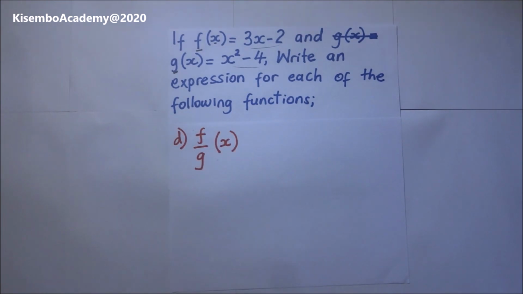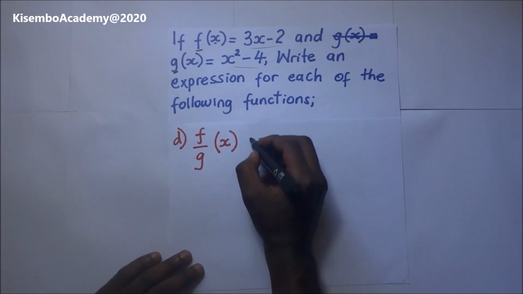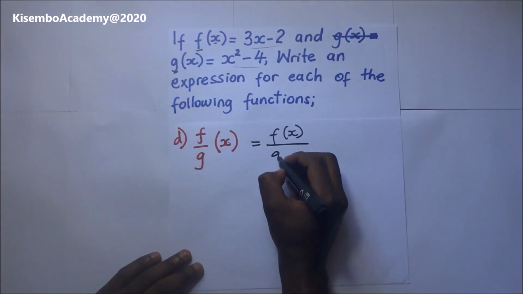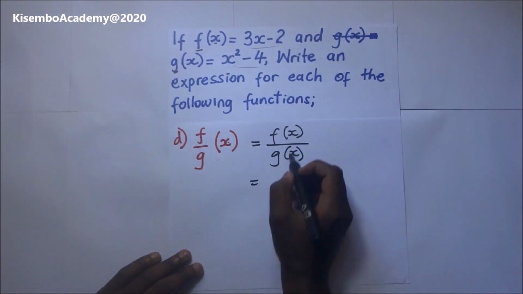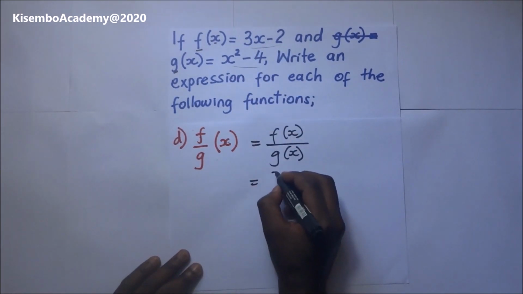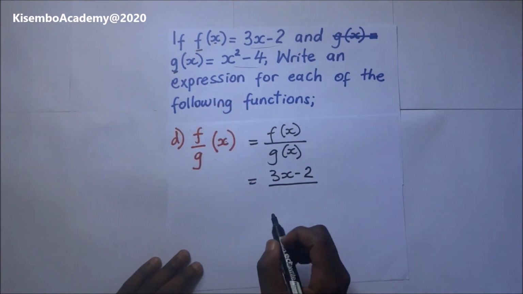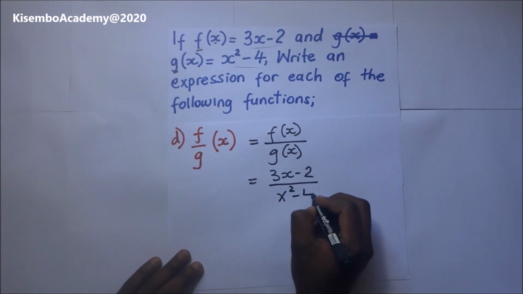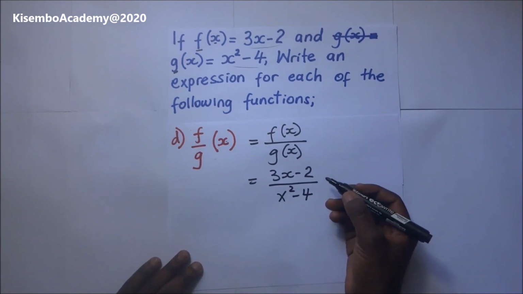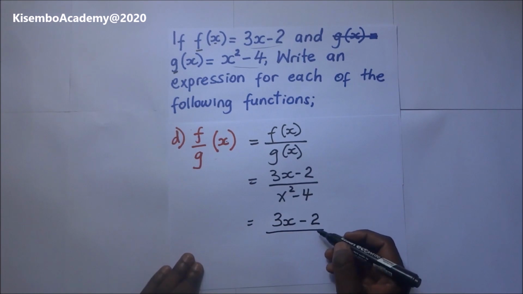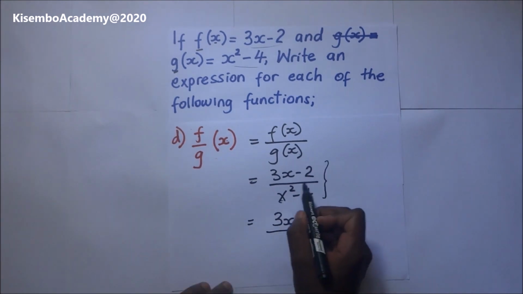Then we have f over g of x. F over g, of course, this is more of, we are finding the quotient of these two. This is the same as saying f of x divided by g of x. Dividing these two, we have f of x giving us 3x minus 2, divided by g of x. G of x is x squared minus 4. And I think that's pretty much it. It's going to give us 3x minus 2 over x squared minus 4. You can simplify this further.